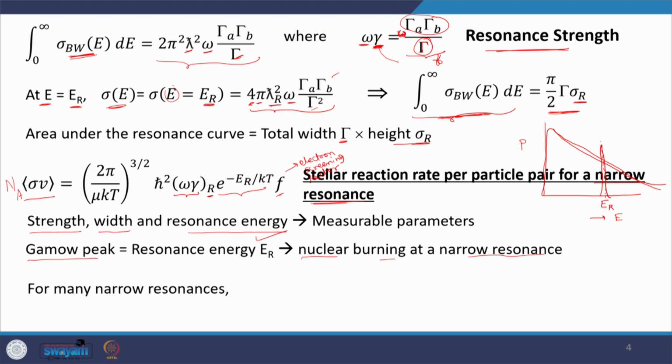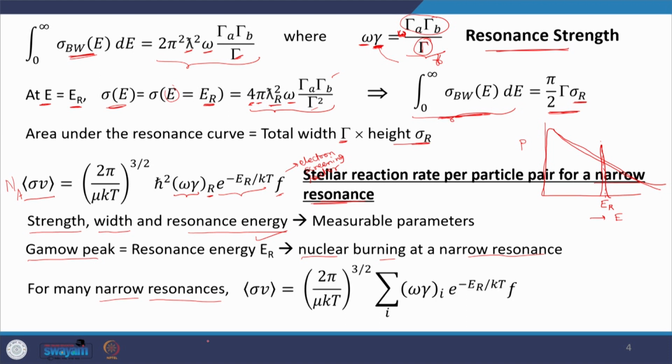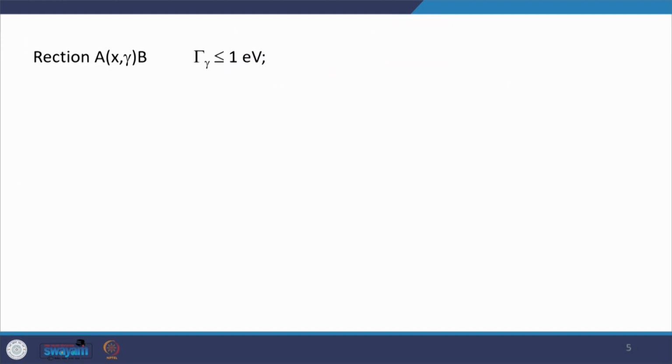Okay? Alright. If more narrow resonances are involved in the reactions, how do you express this reaction rate? Simply take the summation of the strengths of the resonances, that will take care of the reaction rate when many narrow resonances are involved. Okay? Now, I am going to discuss one of the very important features of nuclear astrophysics, and that is the importance of low energy resonances.